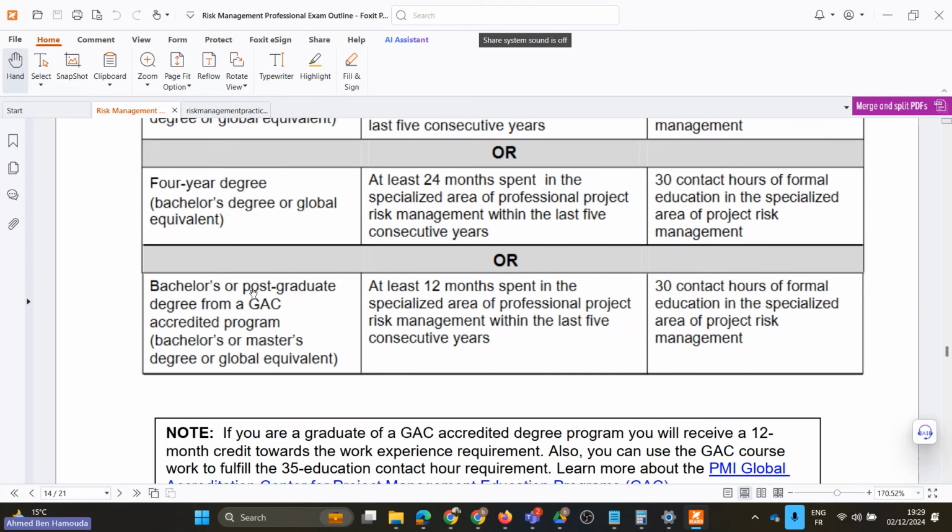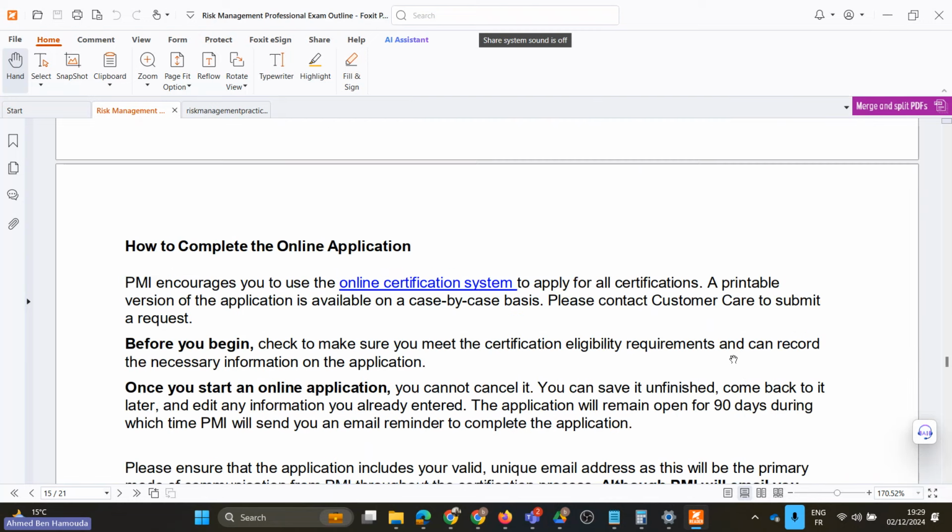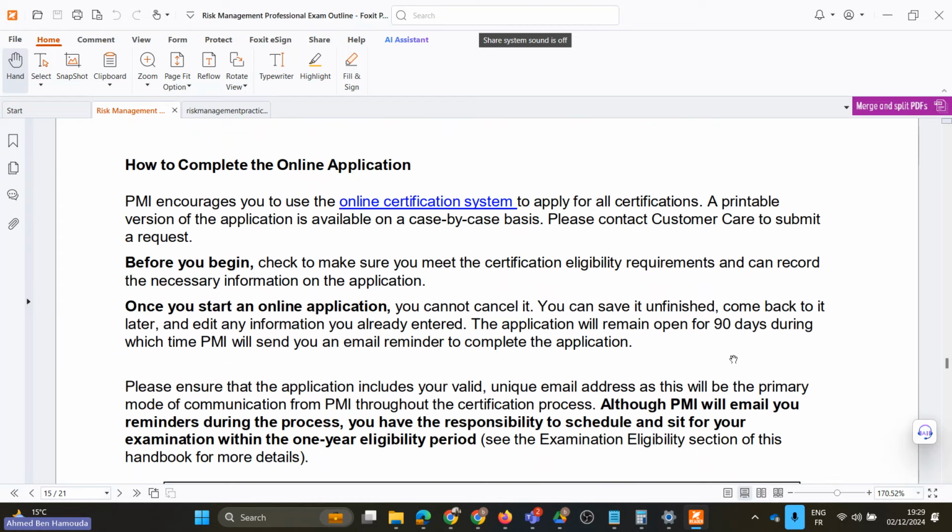Okay, in case you have a postgraduate degree, then you need to prove that you have 12 months experience spent in project risk management, plus those 30 contact hours of formal education in the specialized area of project risk management, which means you need to prove that you have actually followed a risk management professional training. Okay. All right, now that's one thing. Now again, here PMI explains to you where you can submit your application. So actually, you can go back to PMI's website as we have shown you earlier. All right.